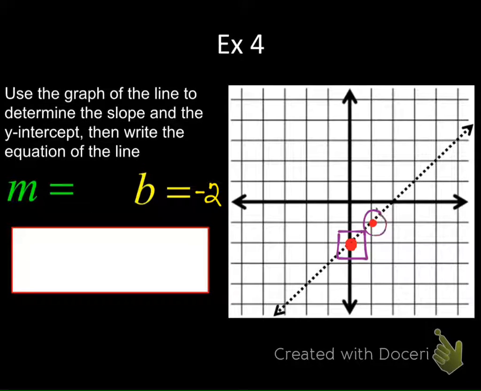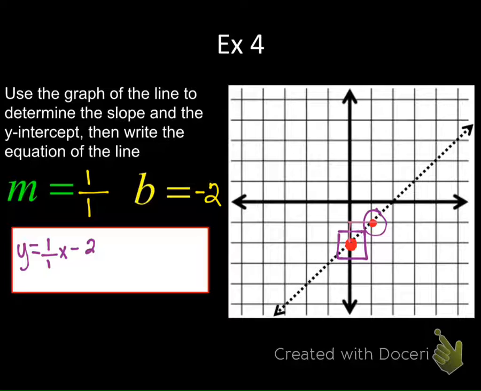Okay, so what's my slope going to be? What's my rise? 1. Over my run? 1. So my slope is 1 over 1. Positive or negative? Positive, because I counted up. So then my slope-intercept equation, say it again, Deontay. Y equals 1 over 1 minus 2. I mean, x minus 2.